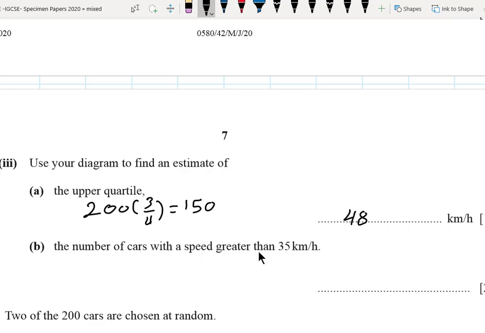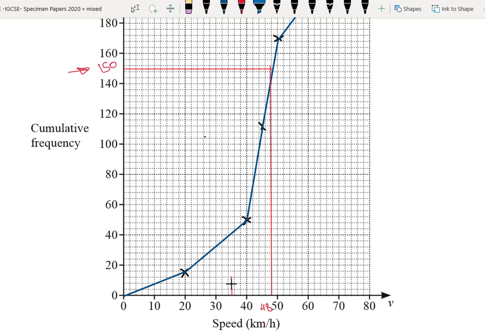B, the number of cars with a speed greater than 35 kilometers per hour. Now I will start horizontally and read the corresponding vertical number. From 35, the mid will be between 30 and 40. Go up vertically, and it will be corresponding to what? Corresponding to 40.